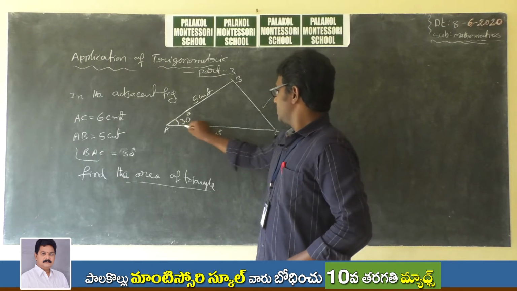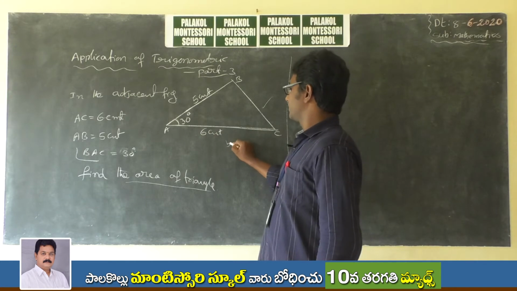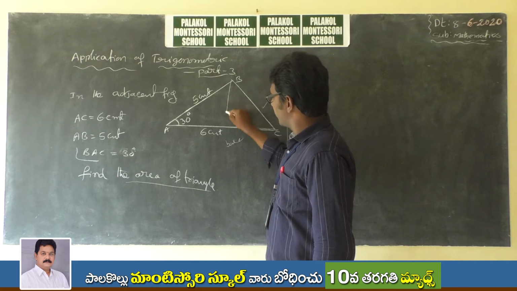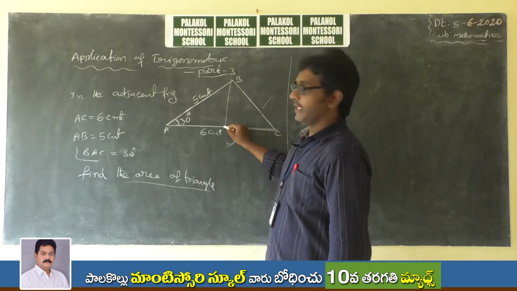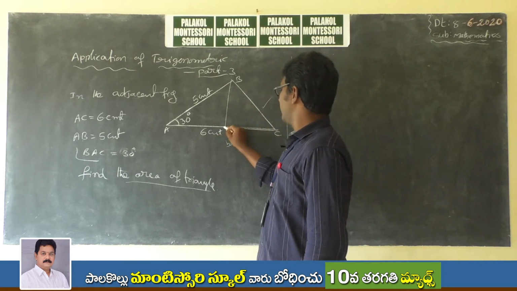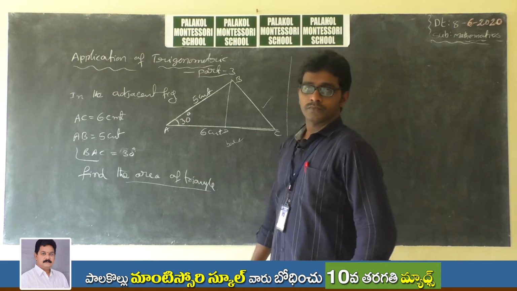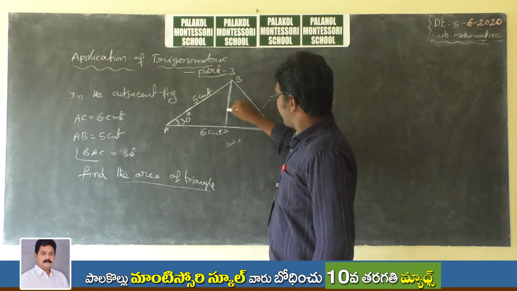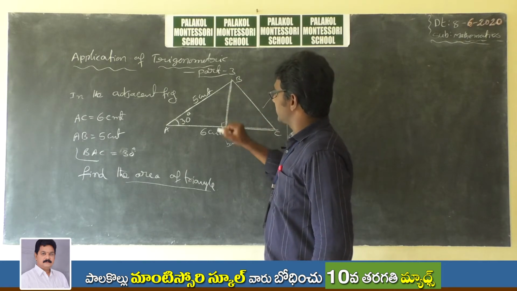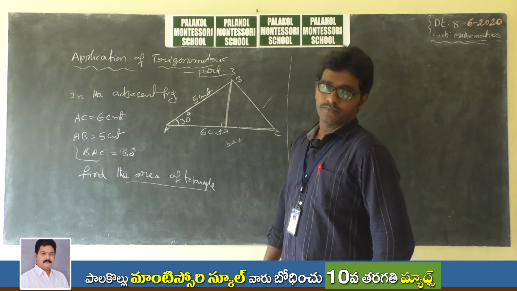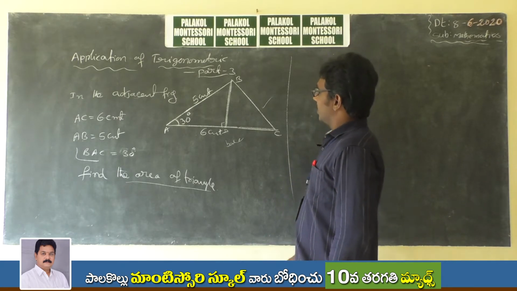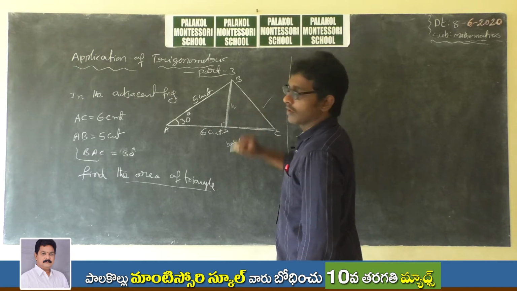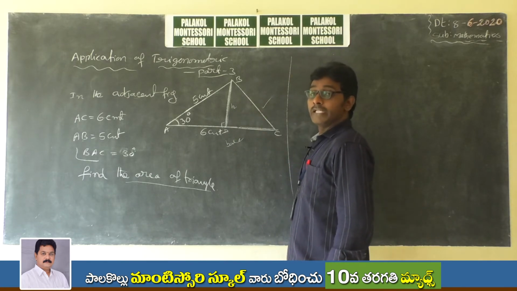So, consider AC as the base. For the height, draw a line from B. This line intersects AC at a point, and that point is D. This line is perpendicular to the base and makes a 90 degrees angle. Guys, now you find this height BD. Why do we find BD?